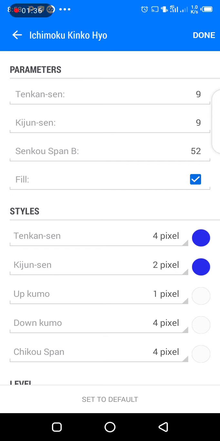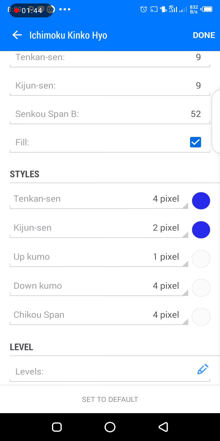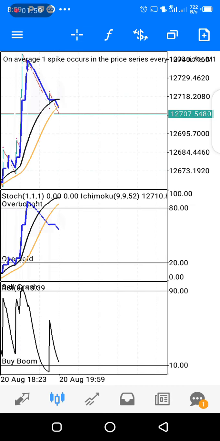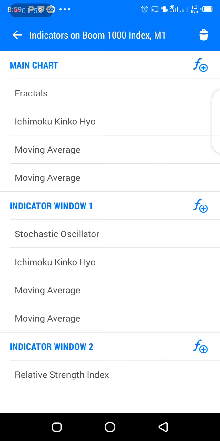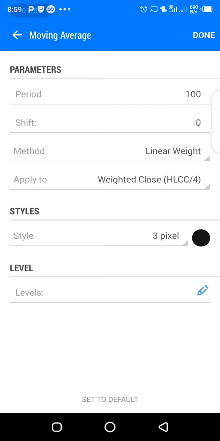All right, and then you choose two colors. I actually use blue right there, so you can choose the one you want. On the levels, you leave it like that. So you click done. Now you go to the indicator section again and choose the moving average.